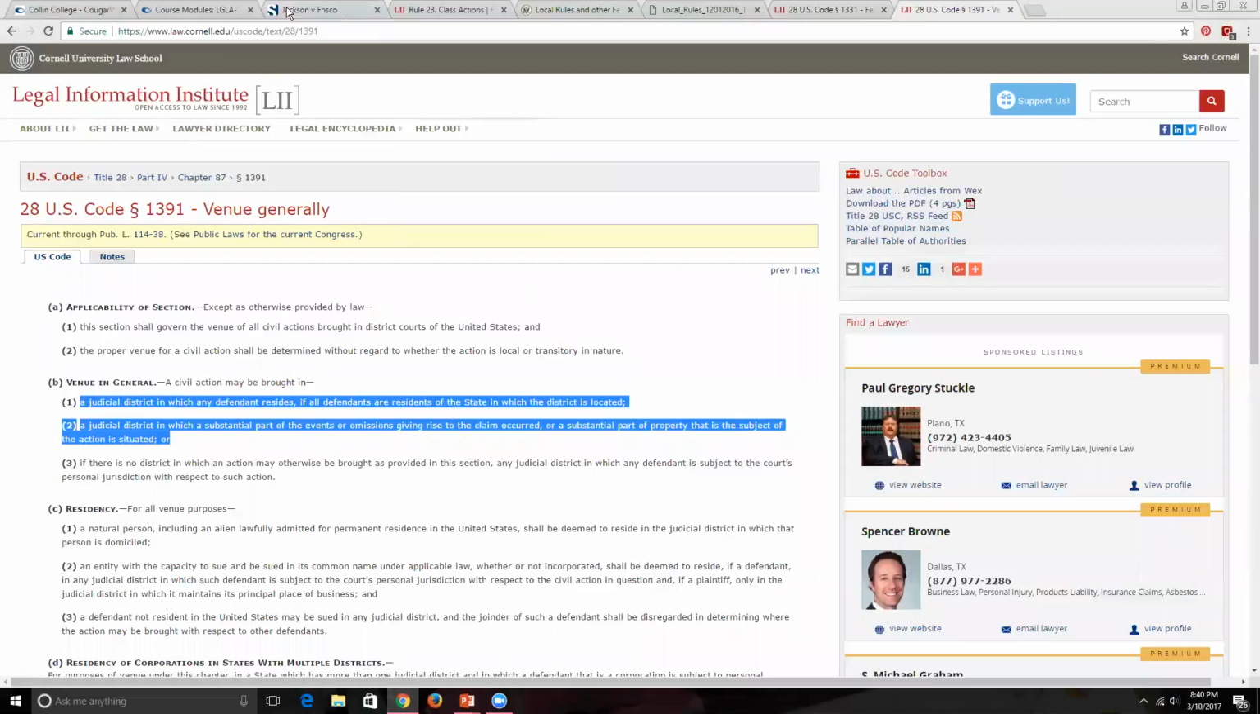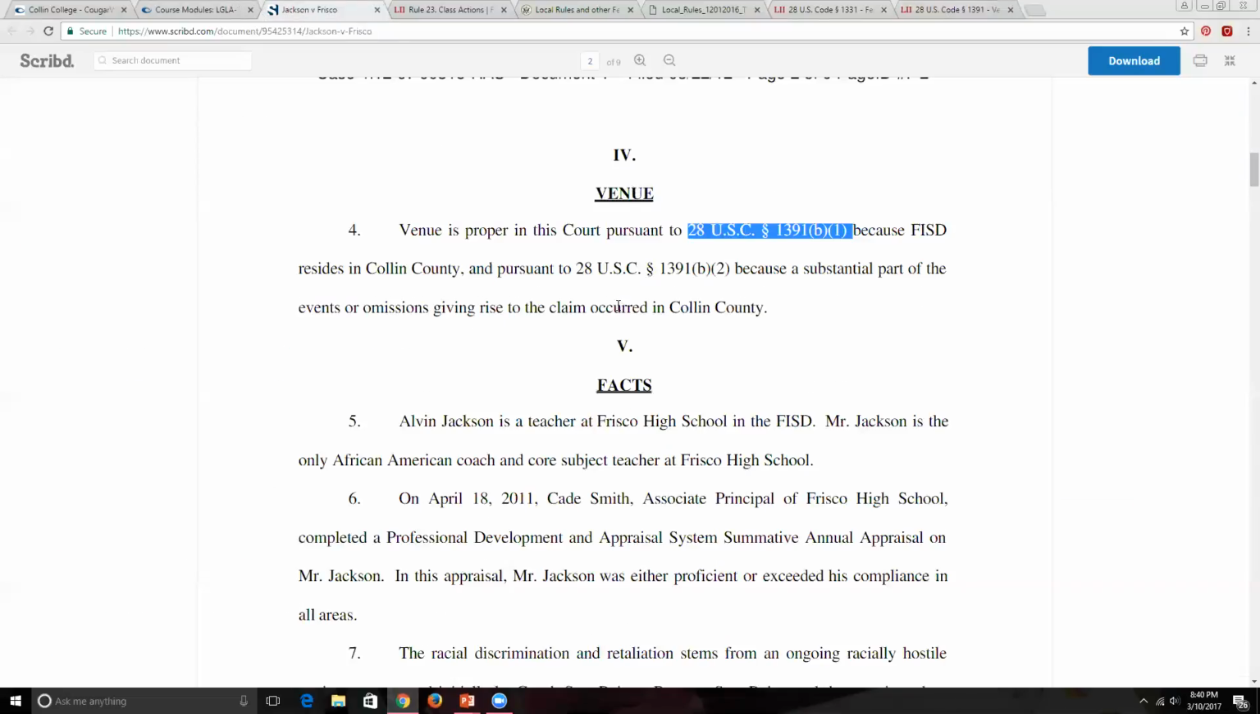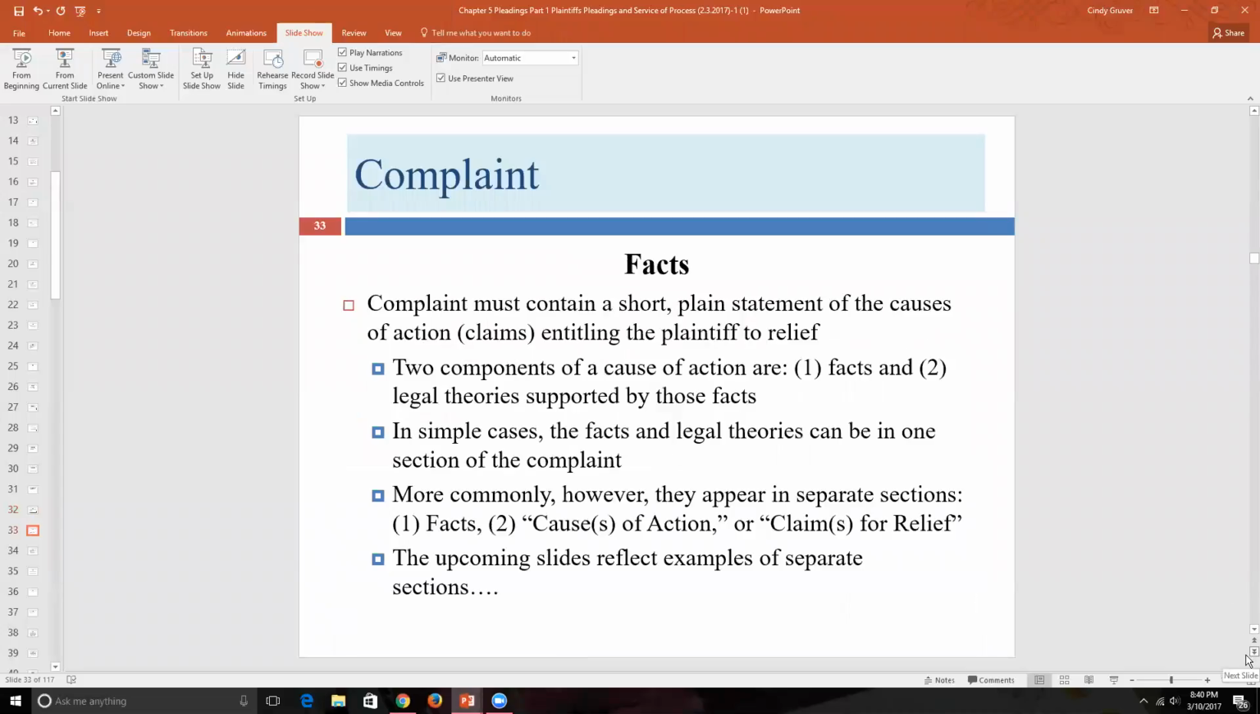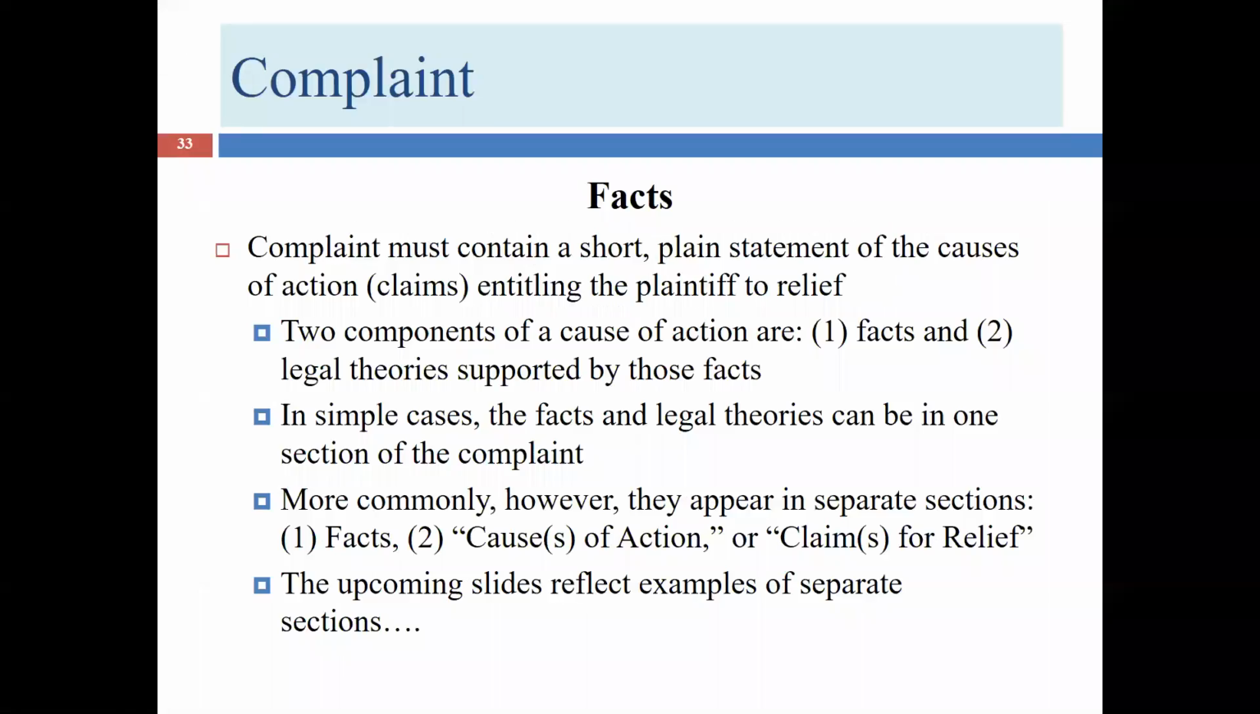Just make sure here we don't have anything else. Okay, so now we're done with venue. So we had section 4 with venue. Now we're ready for the story to begin.